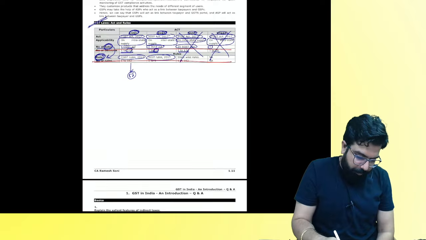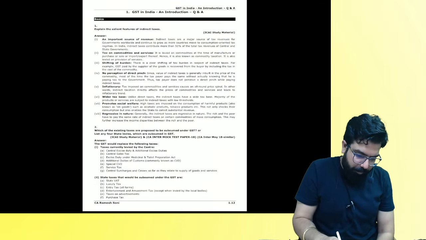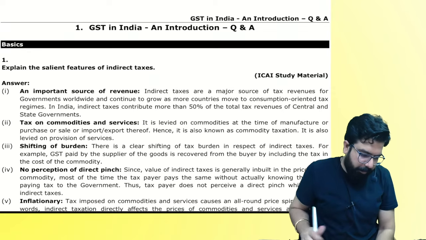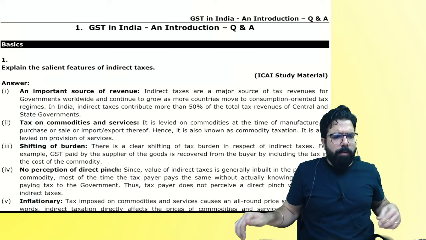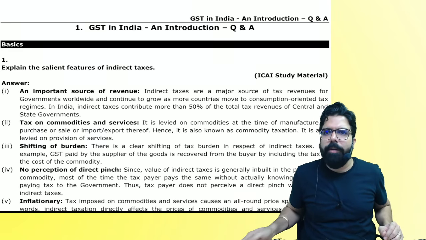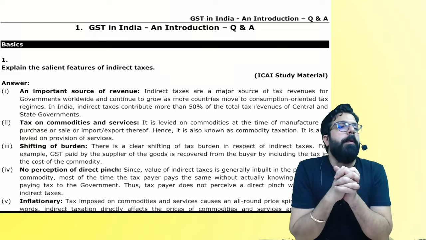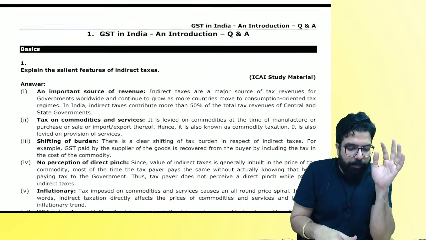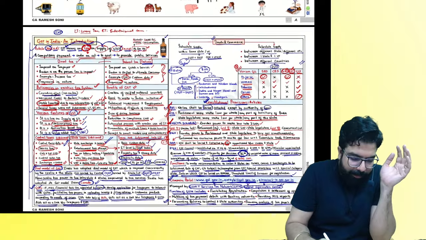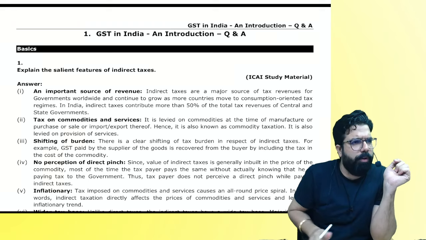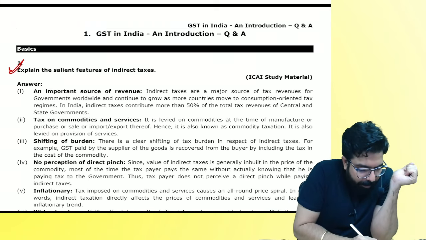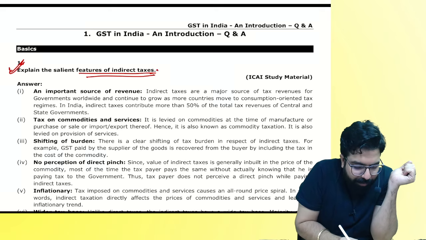Now, everyone on the board. Having done with the chart book, we have gone ahead and discussed the chart book, everything. Let's see, are we able to do question answers or not? Over here now. Explain the salient features of indirect tax.